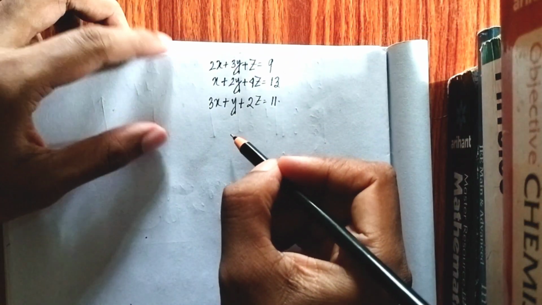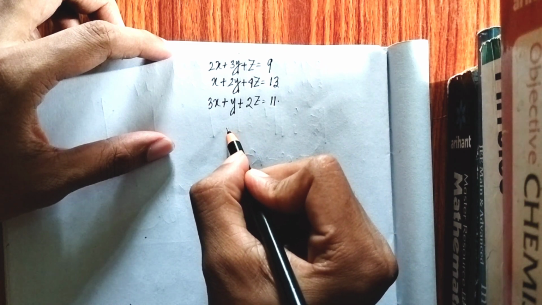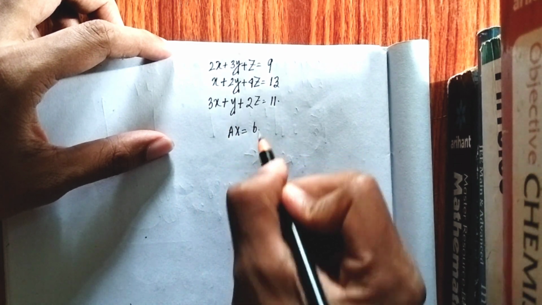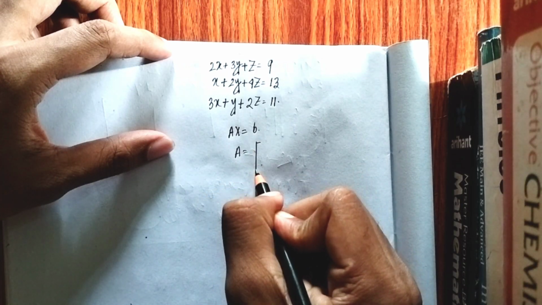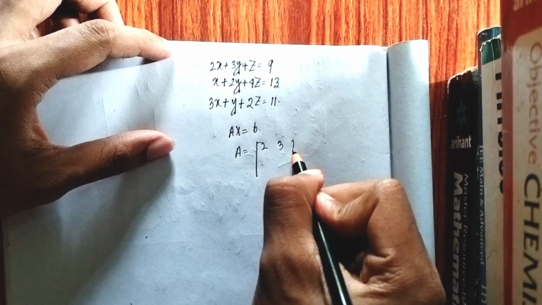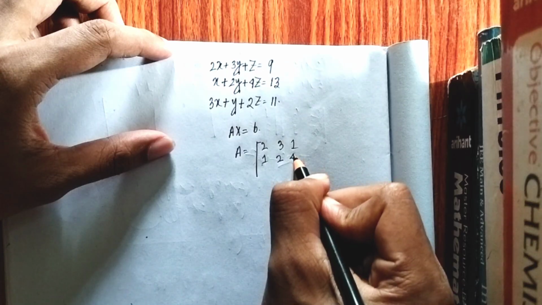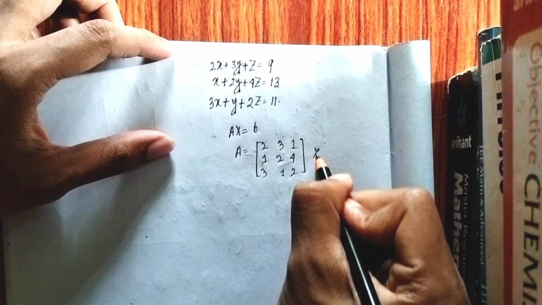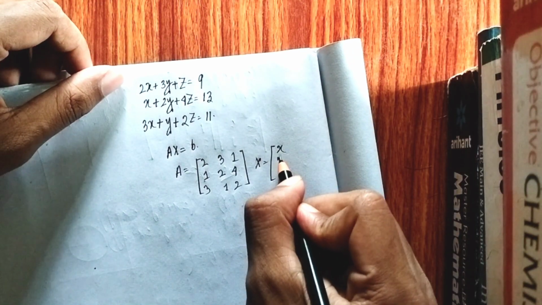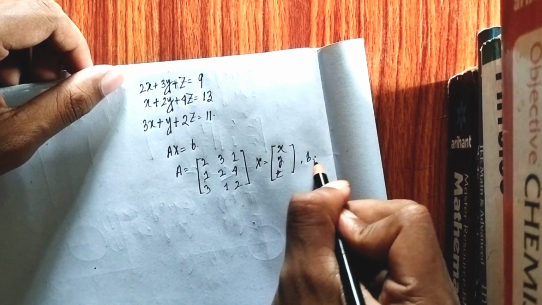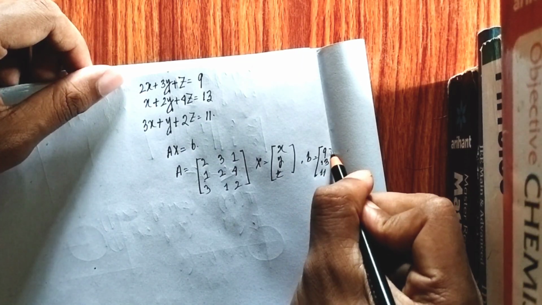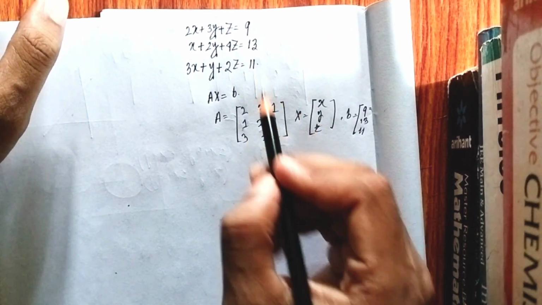So let me write the example. This is an example, and according to matrix algebra, we can write it as, I think you also know this, where A is equal to 2, 3, 1, 1, 2, 4, 3, 1, 2. X is equal to x, y, z, and B is equal to 9, 13, and 11. I think you can see this.